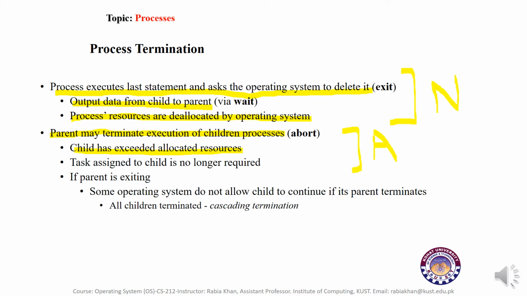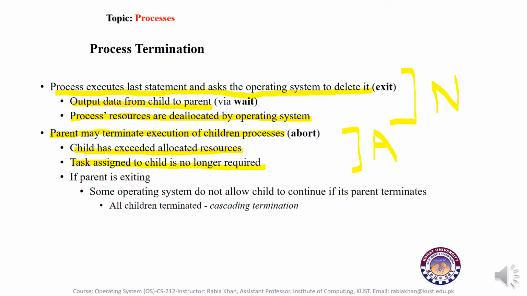Another reason to abort a child process is that the task that has been assigned to that particular child process is no longer required. That means the activity that we wanted the child process to complete is no more required, or the results of that particular child are no more required. So in that case, a parent process can kill or abort that particular child process.